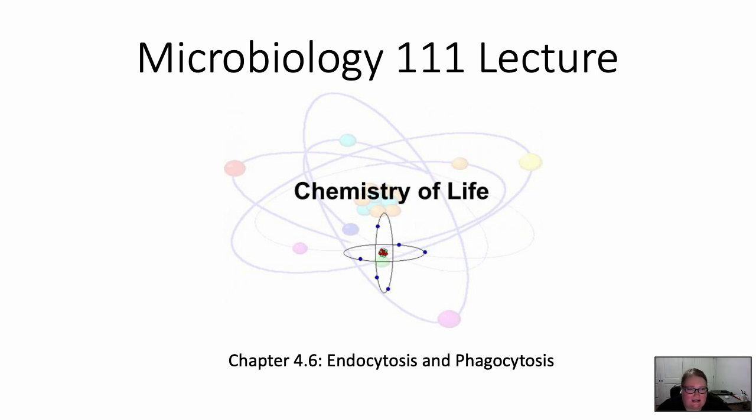This is the last section of chapter 4, so this is the last lecture for chapter 4. We talked a little bit about how things cross the membrane in chapter 4.5. In chapter 4.6, we're going to talk about how we bring lots of stuff across the membrane. So we're going to talk about a process called endocytosis, specifically phagocytosis.